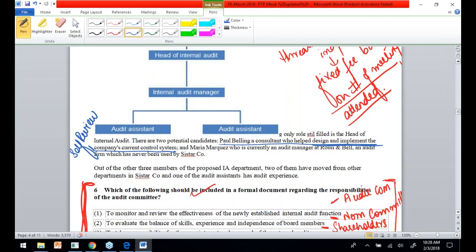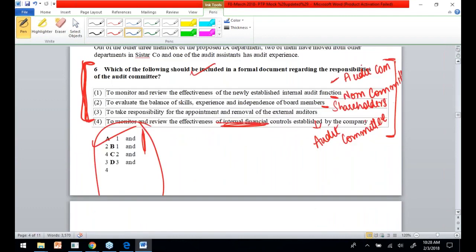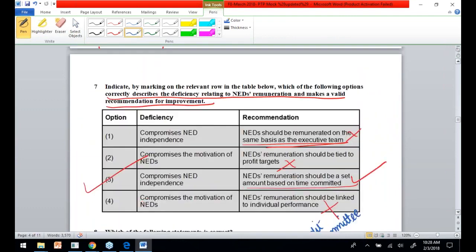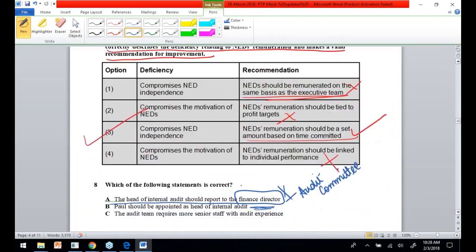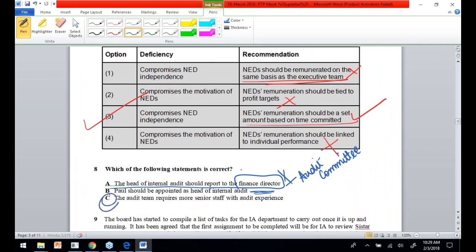Maria should be the head of internal audit. So the second statement is incorrect as well, which means if you didn't even read the third statement, automatically that would be correct. This is incorrect because if Paul was hired as the head of internal audit, that would constitute a self-review threat. The audit team requires more senior staff with audit experience, which is correct, because that would be almost always correct for any audit team.